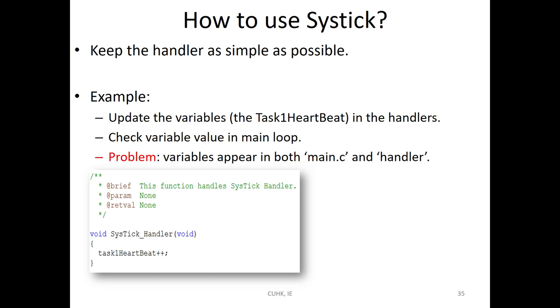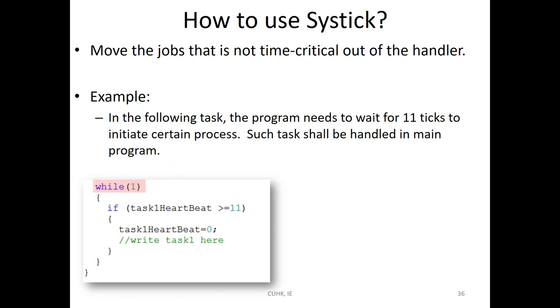Then I say you keep the handler as simple as possible. When you use SysTick, now I will do just one simple task: make the heartbeat counter plus one. This is in the handler. Then this is in the main. When the counter is more than or equal to 11, then we do something. So put other tasks outside of the handler, in the main program.